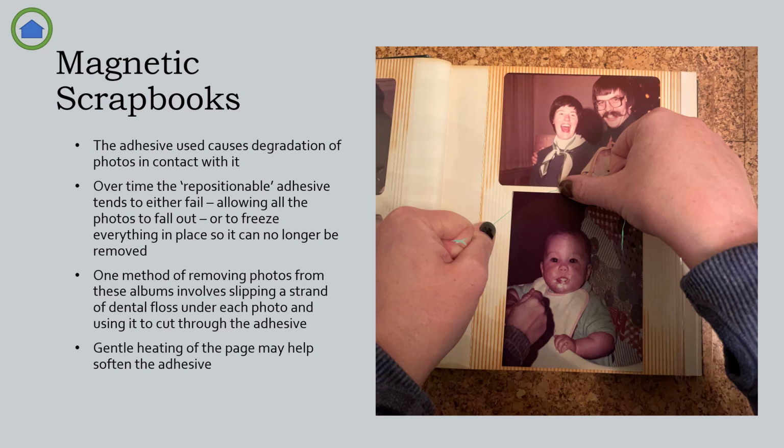Gentle heating from a hot pad or hairdryer set on low may help soften the adhesive, but it's best to test this on an album page without photos first. While this technique may help rescue your photos from the clutches of a magnetic photo album, it is not risk-free. Be sure to work slowly and carefully. Start with the photos you care less about, and don't do anything if you aren't comfortable with the risks involved.